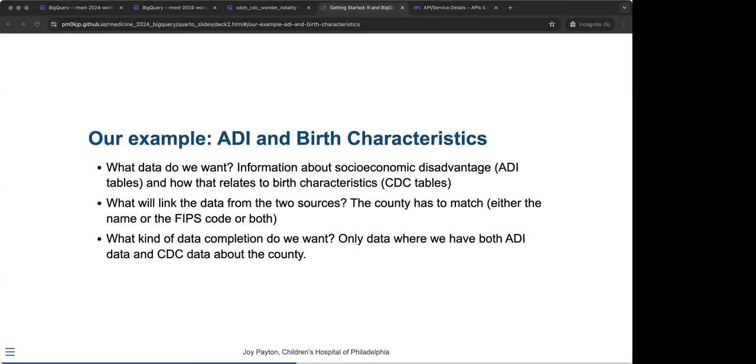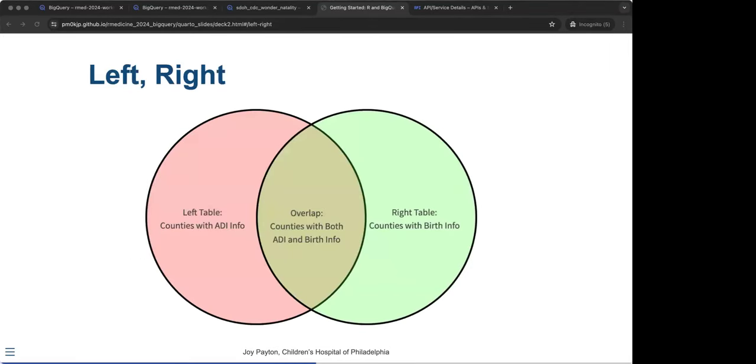And what kind of data completion do we want? Well, let's say we're doing a little bit of a correlation analysis and we want to see how ADI might predict birth characteristics of a given geographic area, right? We want to predict how many resources we want to pour into neonate clinics in this area. And ADI information can help us make that prediction. So we really only want data where the counties have both ADI data and birth information data, because that's how we can set up that correlation, that relationship. So we're really interested in that overlap, that middle part of the Venn diagram, to show some statistical relationship between ADI and birth characteristics like birth weight.